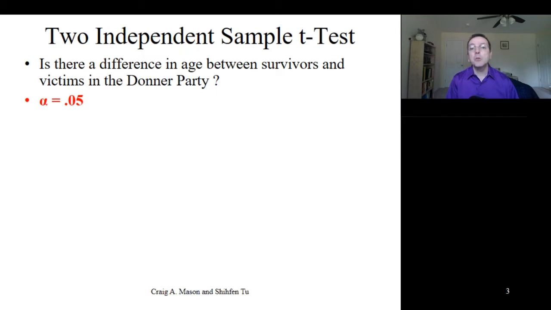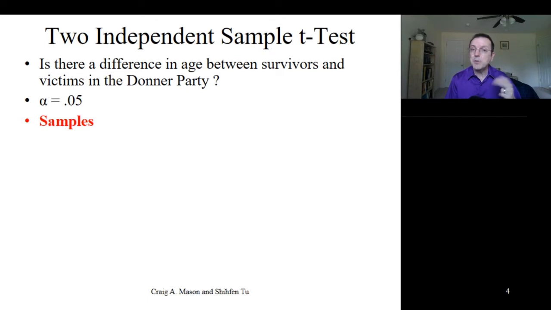We'll assume that we're using the typical alpha of 0.05. Only 5% of the time do we want to make a type 1 error and reject the null when it's true. Only 5% of the time do we want to say, hey, look, there's the difference, when there really isn't one.